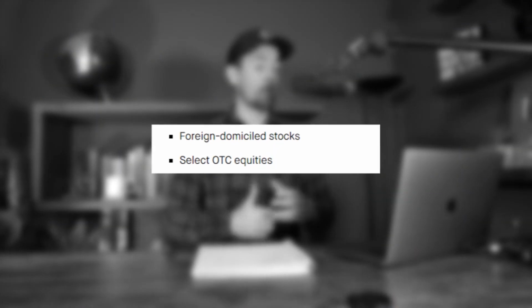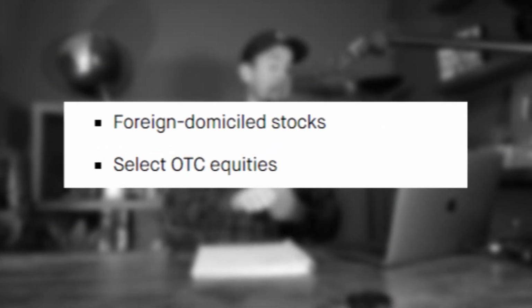That being said, you're not going to find the following assets on Robinhood. First of all, foreign domiciled stocks and select over-the-counter stocks. So basically, these are companies that trade on less desirable exchanges, oftentimes trading for a few pennies per share. If you're looking for over-the-counter penny stocks trading for next to nothing per share, you're not going to find those on Robinhood. However, I would caution you to stay away from those regardless, because penny stocks don't typically make for the best long-term investments.